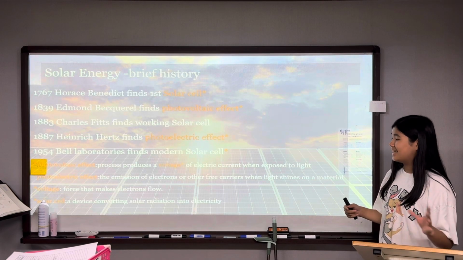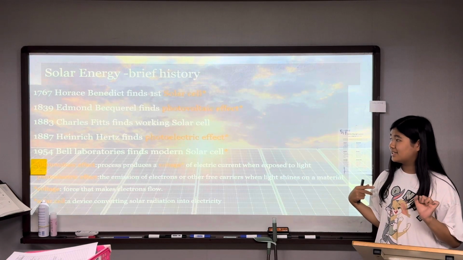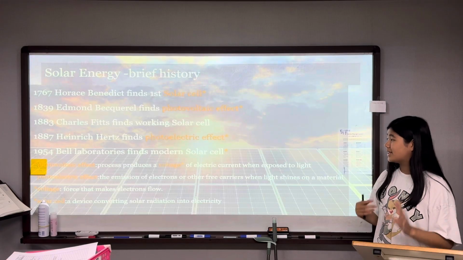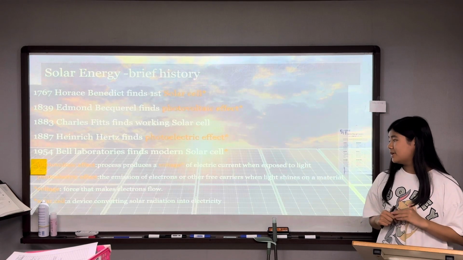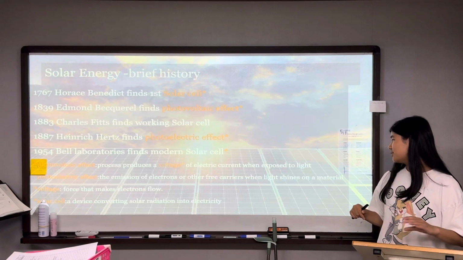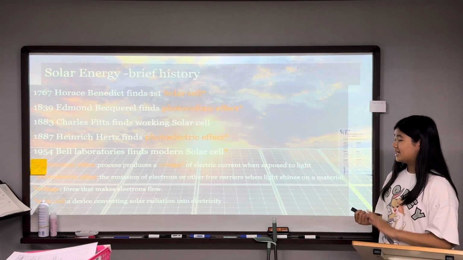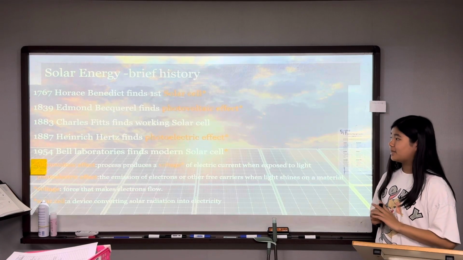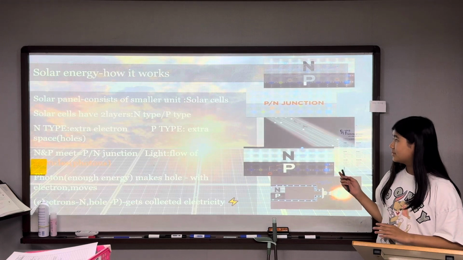And in 1883, Charles Fritts found a working solar cell, and in 1887, Heinrich Hertz found the photoelectric effect, which is the emission of electrons or other free carriers when light shines on a material. And lastly, in 1954, Bell Laboratories found the modern solar cell.